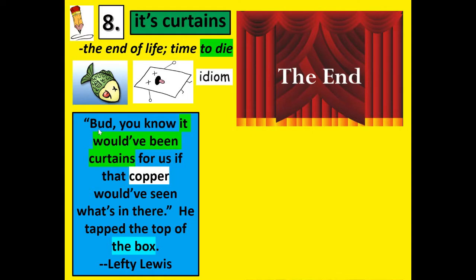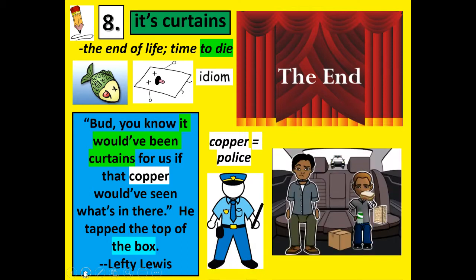So Lefty Lewis said this: "Bud, you know it would have been curtains for us if that copper would have seen what's in there." He tapped the top of the box. Lefty Lewis. So the copper is police, and there they are in the car with the box. If the copper would have seen what was in the box, it would have been curtains. We would have been in big trouble.